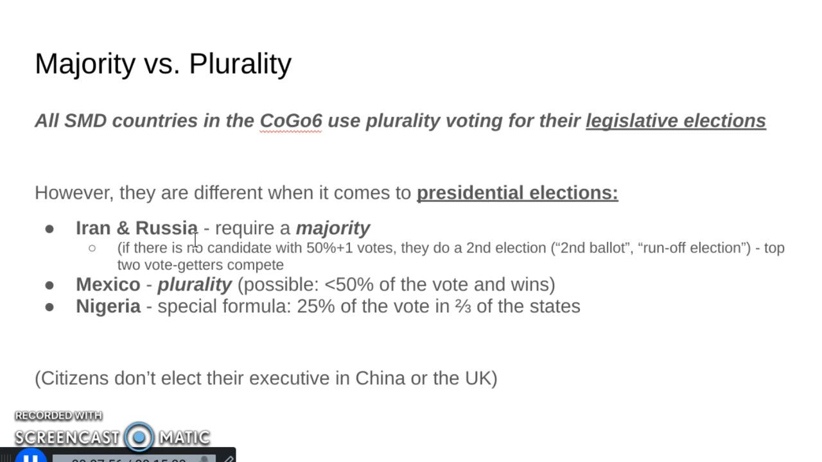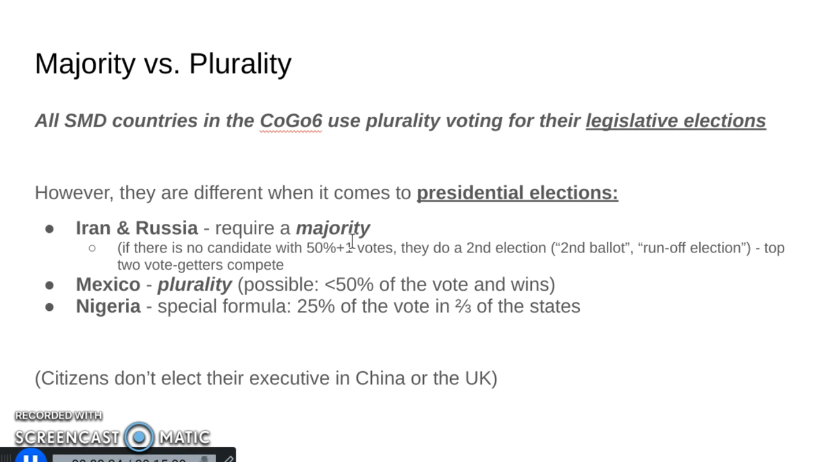So Iran and Russia, for example, require a majority of the votes, and so if they have a presidential election and there's not a candidate who gets a majority, which is 50% of the vote plus 1, then they go to a second round and they take the top 2 vote getters from the first round and face them off for a runoff election or a second ballot. And then at that point, a candidate is likely to get a majority.